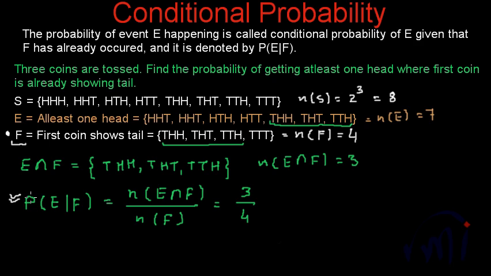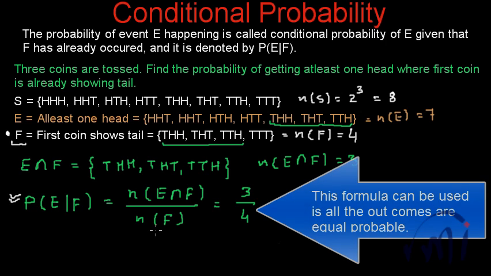And if you have any doubt in set theory, I would advise you to refer to the videos where I am explaining the set theory. Right, so this is one formula. Probability of event E happening where F has already occurred is equal to the cardinal number of E intersection F divided by the cardinal number of F. F is our new solution space and E intersection F represents all the outcomes where F has already occurred, right?